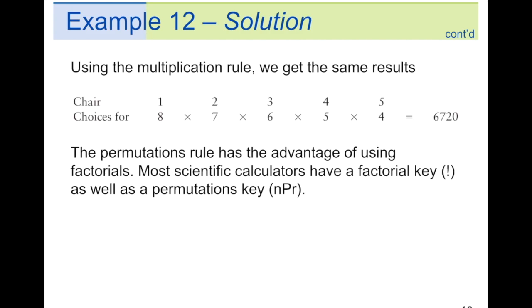The permutations rule has the advantage of using factorials. Most scientific calculators, and definitely your graphing calculators, have a factorial key as well as a permutations key, denoted the way they are here.